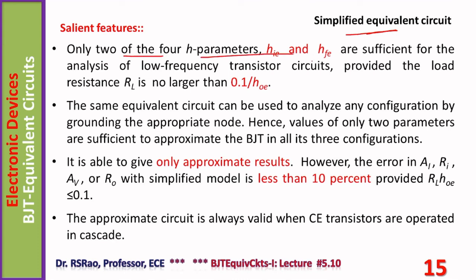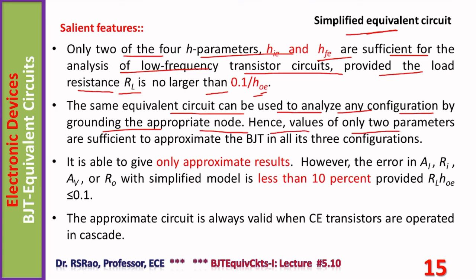Only two of the four H parameters, HIE and HFE, are sufficient for analysis of low frequency transistor circuits, provided the load resistance RL is no larger than 0.1 by H naught E. The same equivalent circuit can be used to analyze any configuration by grounding the appropriate node. Hence, values of only two parameters are sufficient to approximate the BJT in all its three configurations. So, one circuit is sufficient, and can be used with any one of the configurations. It is able to give only approximate results.